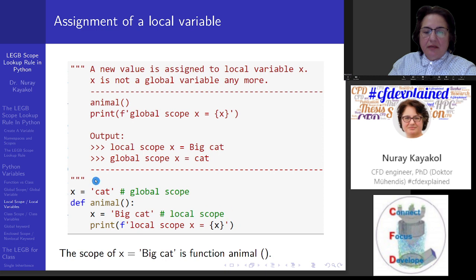Again, to run this piece of code you also have to type these two lines. So it calls the animal function and then prints the global variable x defined in global scope. From output you see the value of x is different in global and local scope because we assign different values to variable x in the function and outside of the function.